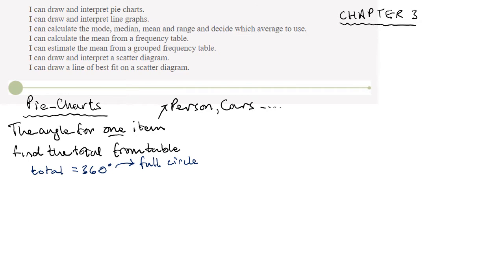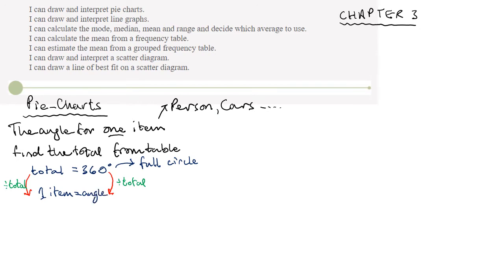And then what we can do from there is, if our total is 20, I would divide both sides by 20 and work out the angle needed for one thing. But in general, if we just divide by whatever our total is, then on the left hand side we'll get one item, and then we'll get the angle for that one thing.